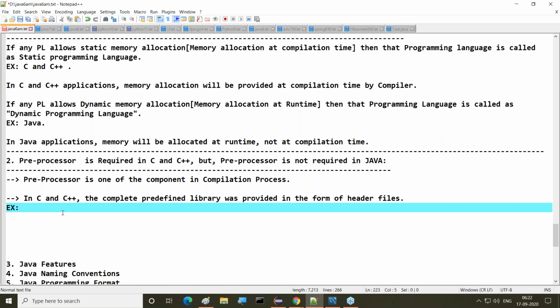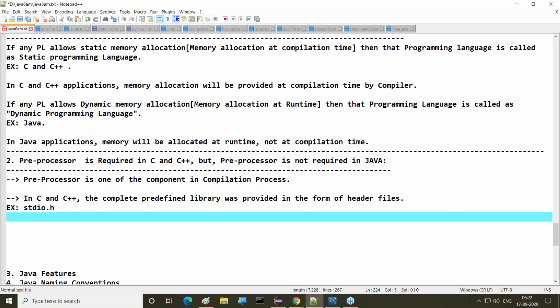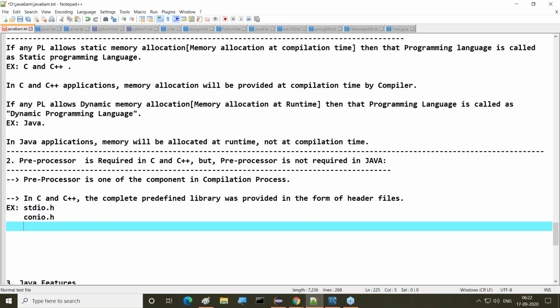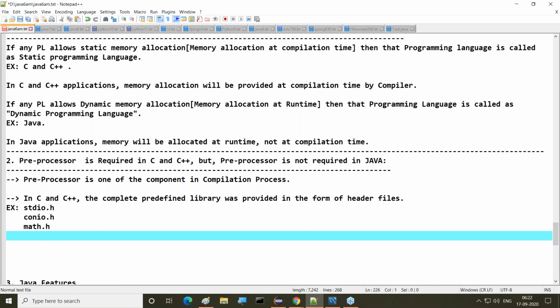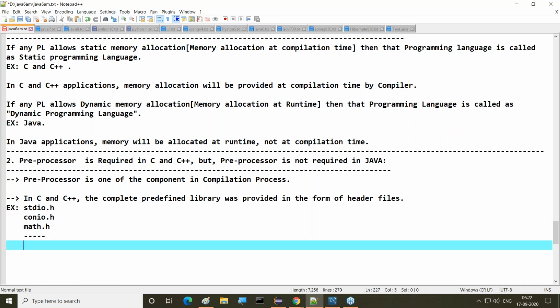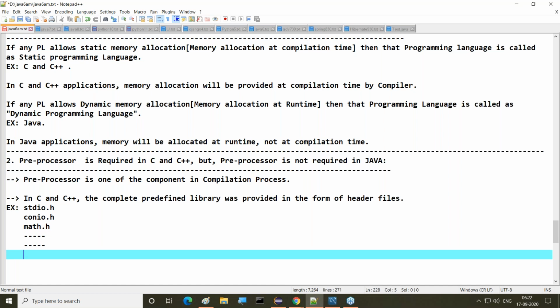What are the various examples of header files? Yesterday we saw stdio.h, conio.h, math.h, and so on. A number of header files are available which contain the predefined library. There are some files which contain some predefined library. That's it.